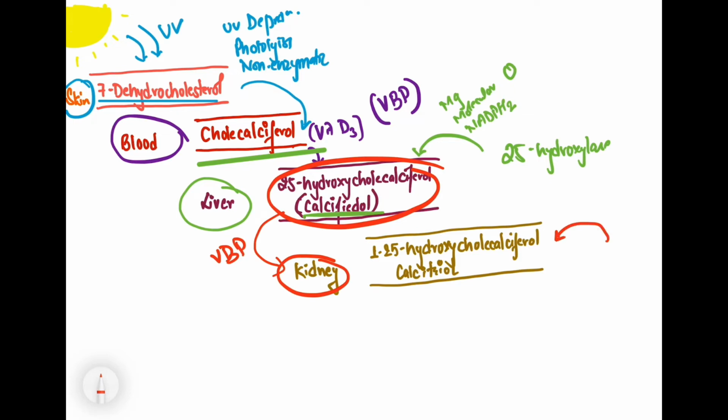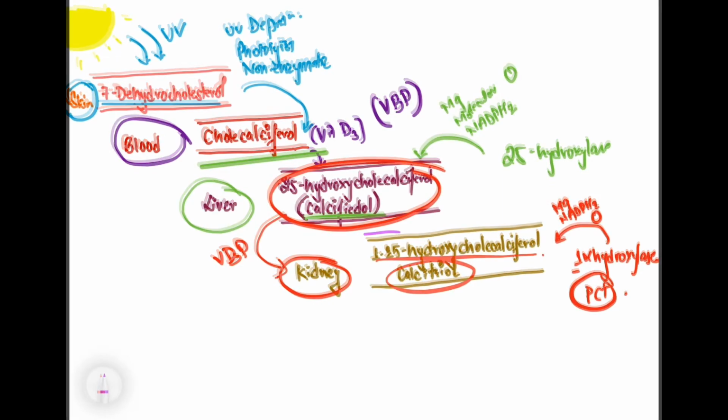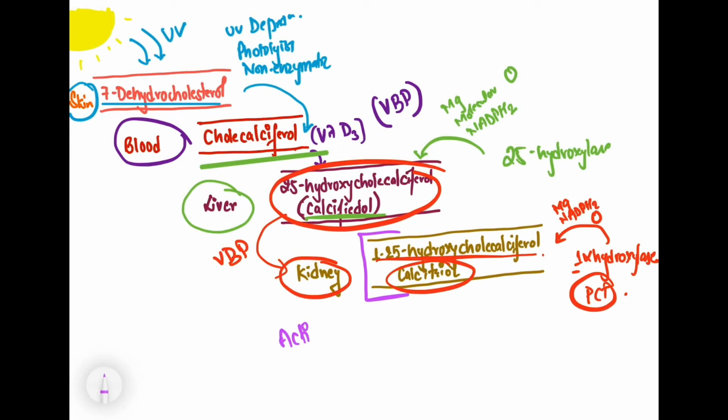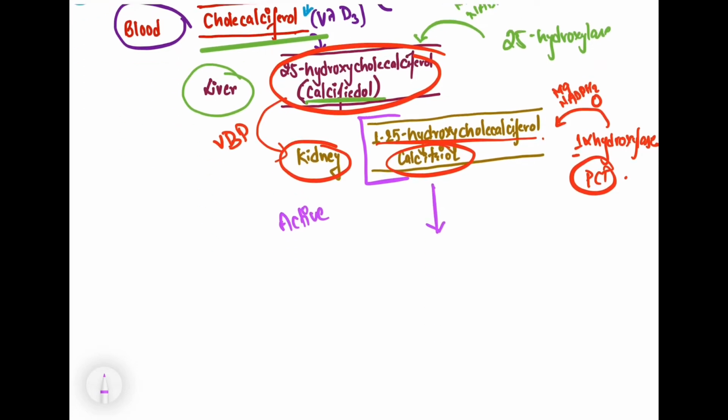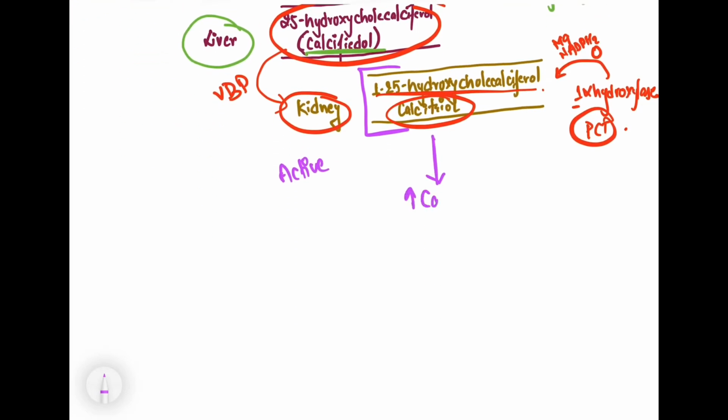This 25-hydroxycholecalciferol is a weak agonist, hence it is hydroxylated at the first carbon to obtain the biologically active form, that is 1,25-dihydroxycholecalciferol or calcitriol, by the enzyme 1-alpha hydroxylase in the presence of magnesium, NADPH, and molecular oxygen. The reaction takes place at the proximal convoluted tubules of the kidney. This is the active form of vitamin D, and the major function of calcitriol is to increase the serum calcium level and the serum phosphate level.